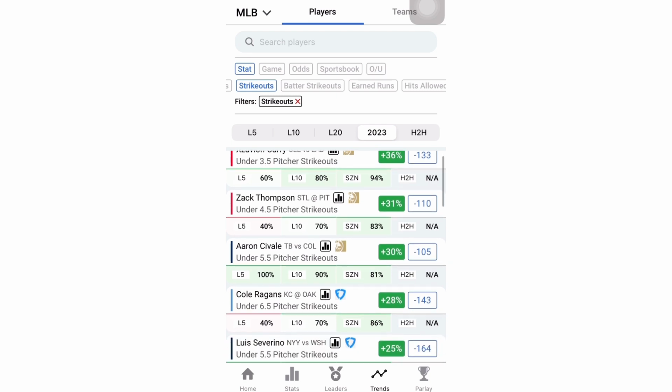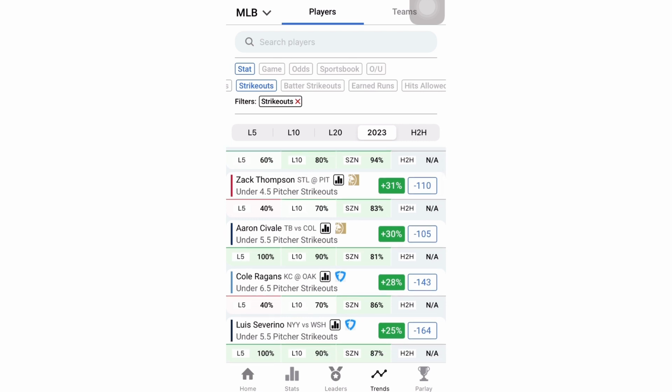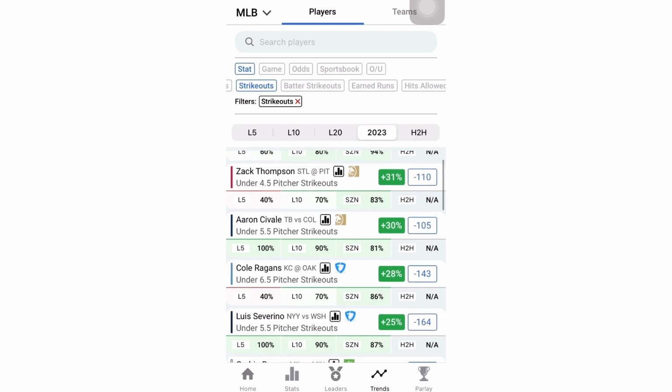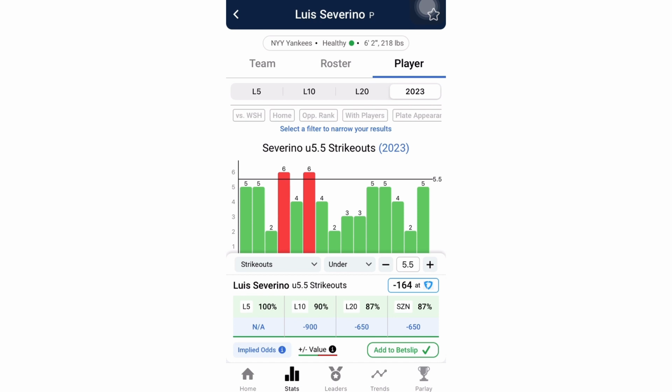Now, I'm kind of lucky that I do this on a daily basis. And so I can kind of identify which teams you want to pitch pitchers against, teams that strike out a lot, batters that strike out a lot. And already there's one that's caught my eye, and that's this prop right here. Severino against the Washington Nationals.